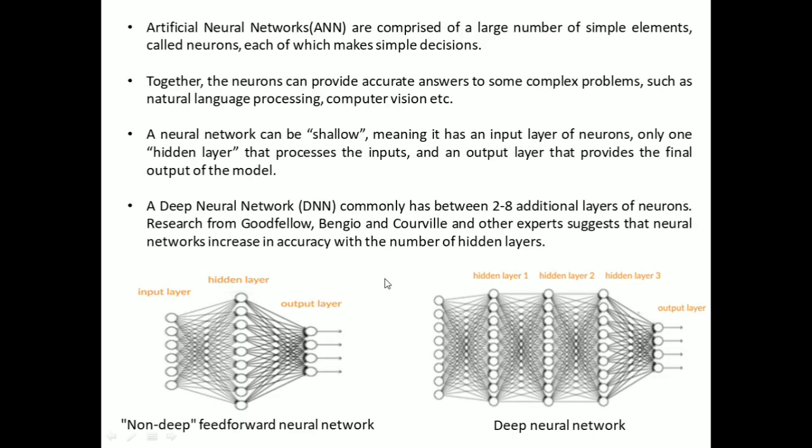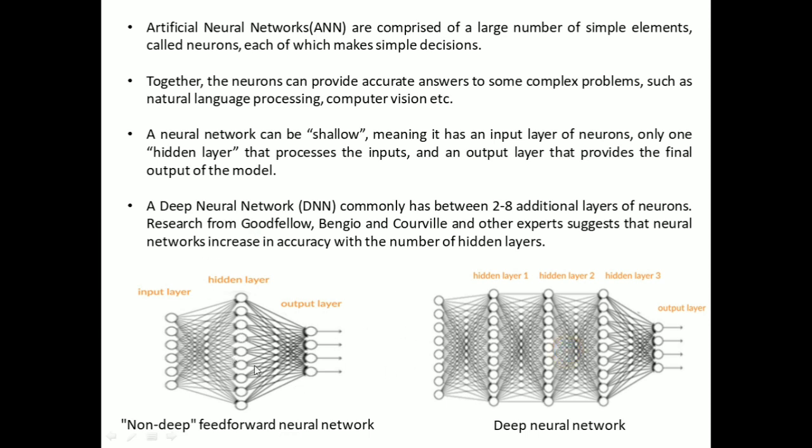In the previous classes, we saw the basic neuron model, and now coming to artificial neural networks, these networks are comprised of a large number of simple elements, which are neurons, and each of these neurons makes simple decisions. When combined, they form the artificial neural network, where they make complex decisions. These complex decisions help us find answers to complex problems such as natural language processing, computer vision, etc. So there can be shallow neural networks or deep neural networks.